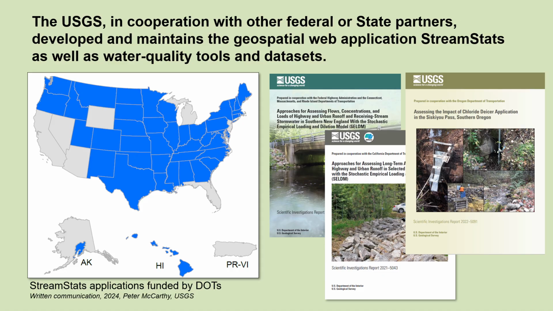For some background, the USGS, in cooperation with other federal or state partners, previously developed and currently maintains the geospatial web application StreamStats, as well as other water quality tools and datasets. StreamStats is widely used by state DOTs, as you can see by the figure on the left of this slide, showing the states in which DOTs have contributed to the funding of StreamStats applications. On the right, you're seeing a couple of examples of reports that USGS has developed in cooperation with state DOTs and FHWA to address questions about water quality and to explore the use of the Stochastic Empirical Loading and Dilution Model.